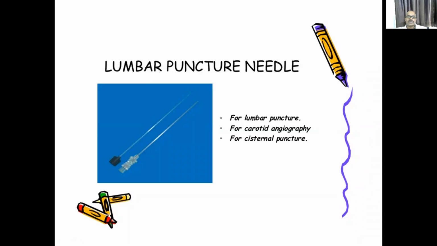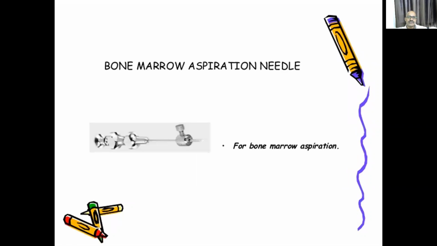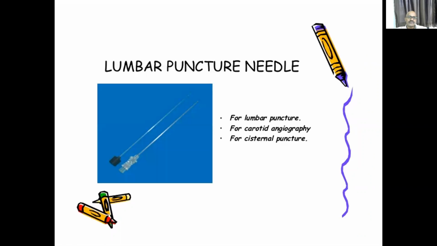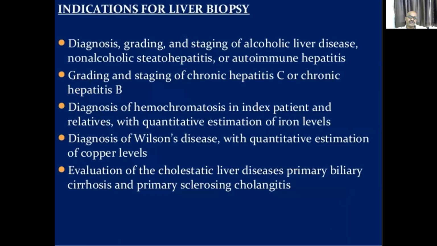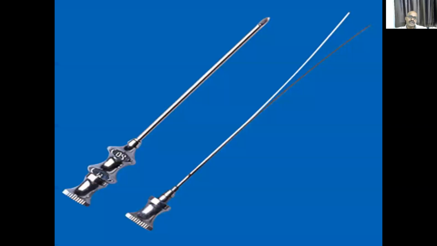And the other one is the liver biopsy needle. So that's today's class. You have to identify these needles. This is a bone marrow aspiration needle, this is an LP needle, and the other one is the needle with a bifid tongue, which is a liver biopsy needle. So that's it. Okay, thank you.